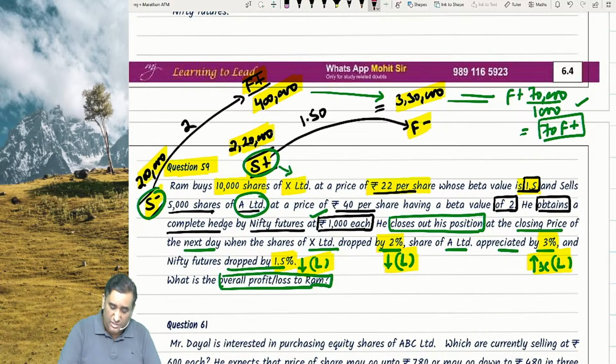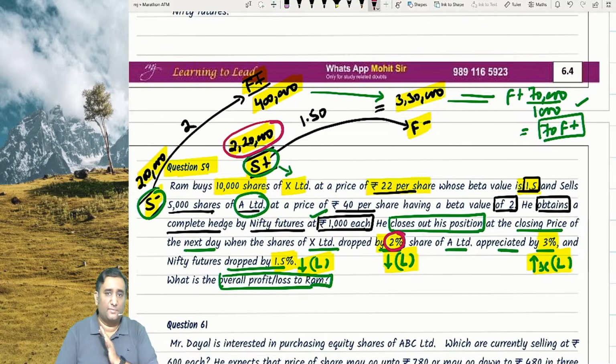How much amount of shares did I buy in X Limited? 2 lakh 20, and it is dropping by how much? 2%. Simply tell me 2% of it. In the exam, this is the way you should be cross checking your numbers. Format putting is a different thing, but you should know I bought something for 2 lakh 20, with a 2% decline, my loss should be 4,400.